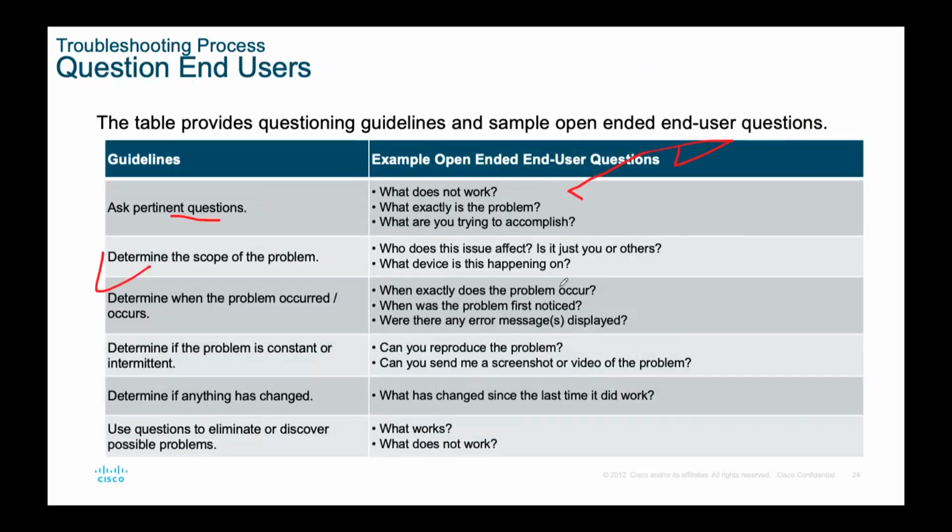Next, determine when the problem occurs. When exactly does the problem occur? When was the problem first noticed? Were there any error messages displayed? Determine if the problem is constant or intermittent. Can you reproduce the problem? Can you send me a screenshot or video of the problem? Determine if anything has changed. What has changed since the last time I did work? Use questions to eliminate or discover possible problems. What works? What does not work?